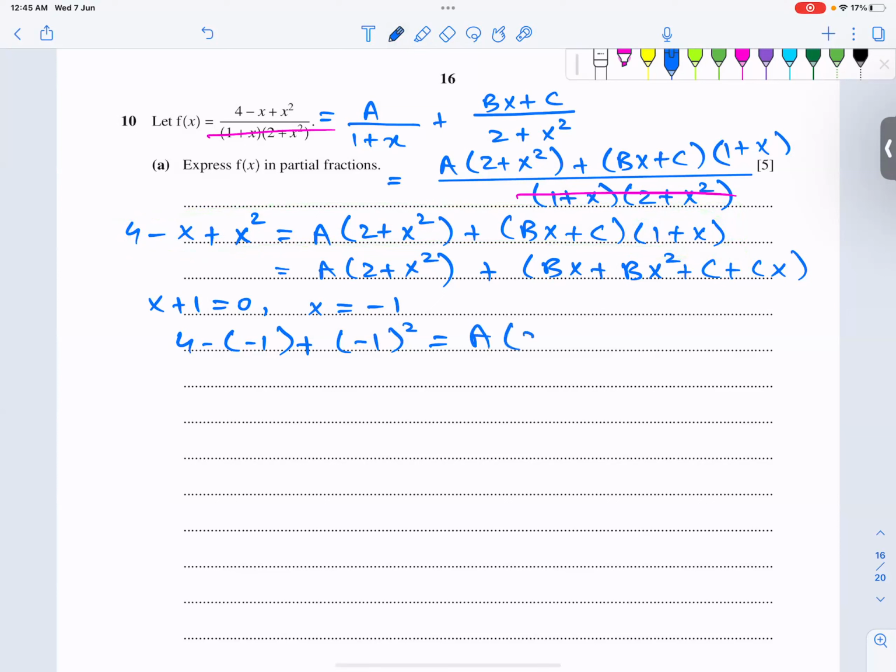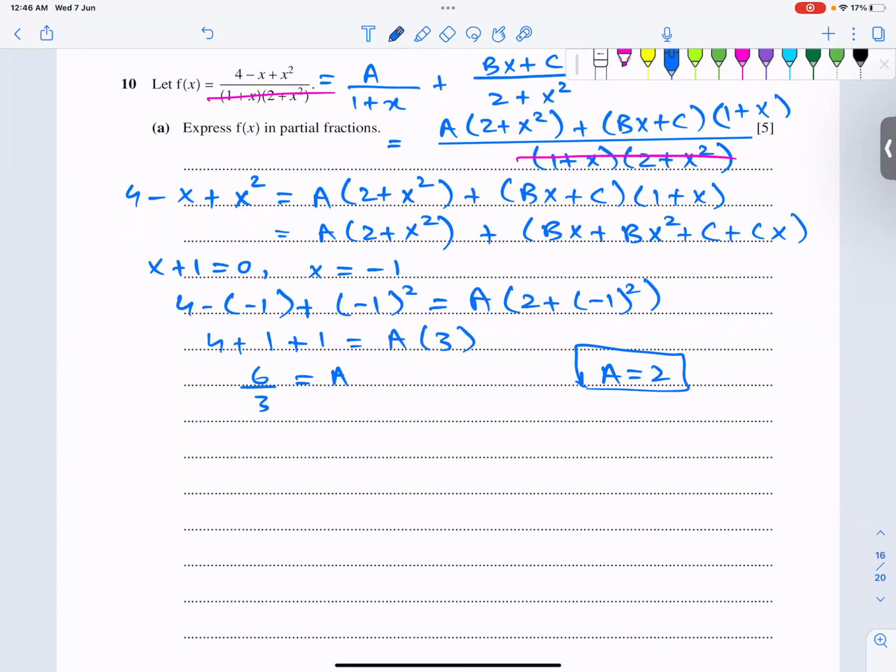So a times 2 plus minus 1 square. So this will be 4 plus 1 plus 1 is equal to a times 2 plus minus 1 square, which is 1. So 3a. So 6 over 3 is equal to a. So this means you will have a is equal to 2.